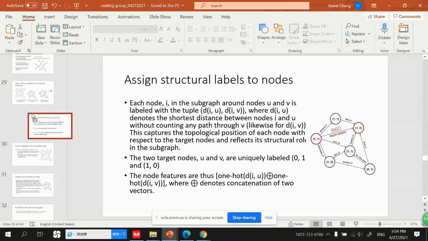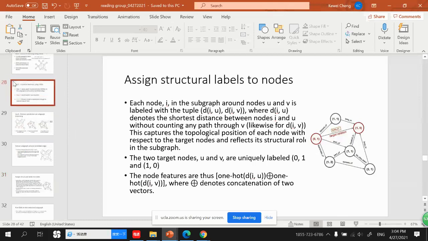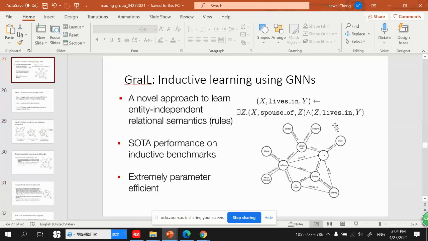As we know, an example logical rule is shown in this example. And we can see that if we switch the position of X and Y, and then we switch the position of X and Z, actually this logical rule will express a totally different meaning. And obviously it will no longer be reasonable.